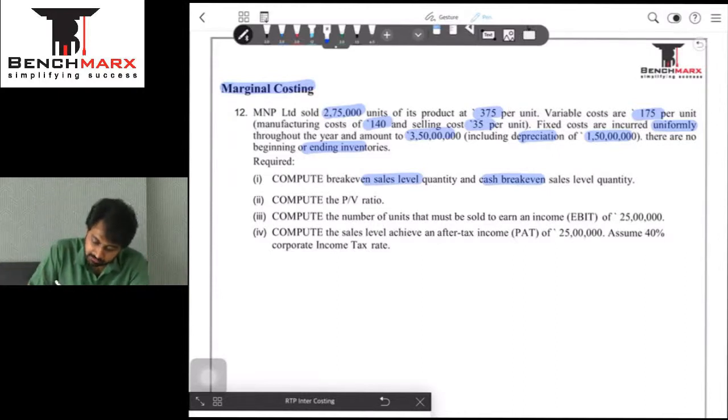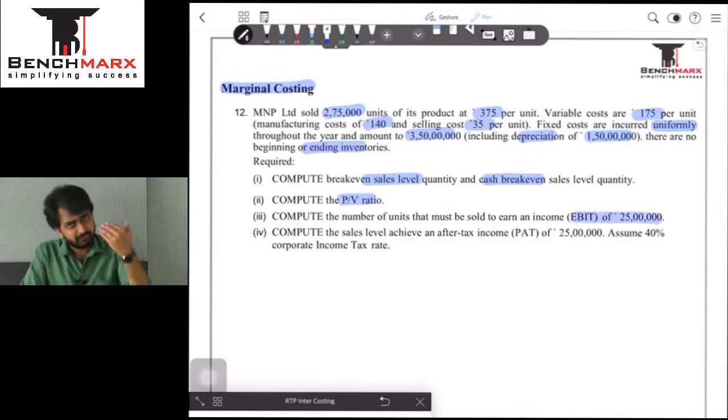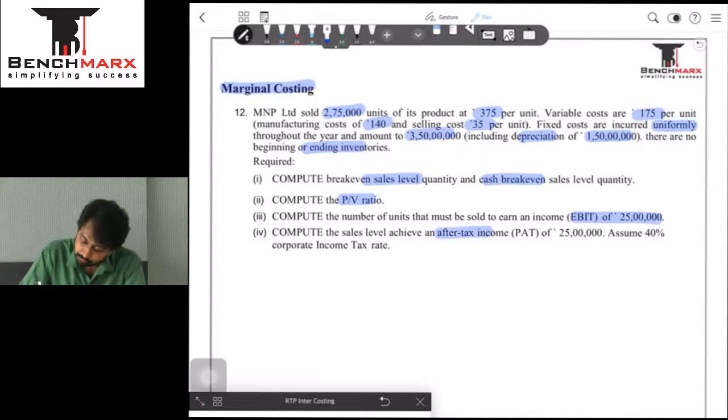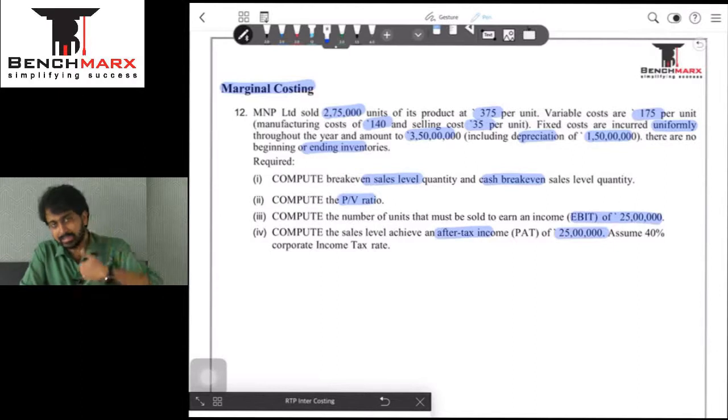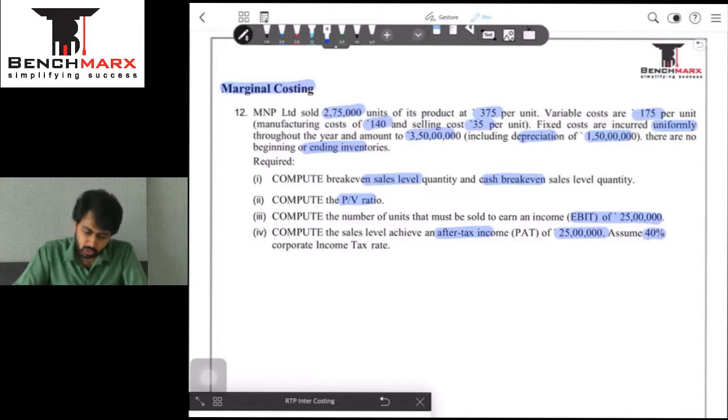Okay. Find the PV ratio. Obviously we will need the PV ratio before we find the break even point. Compute the number of units that must be sold to earn an EBIT of 25. We'll start in reverse. Profit is known, we will add fixed cost, and I'll get the contribution. We have the PV ratio, gross it up to get the sales value, and compute the sales to achieve post tax PAT of 25 lakh. 25 lakh is post tax, so what will be pre tax, and then go reverse, and the tax rate is 40%. Very simple question. No working notes are required.